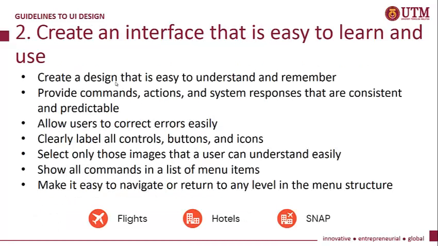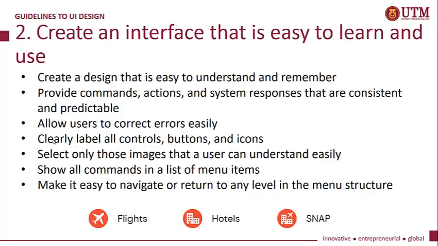The second guideline for user interface design is to create an interface that is easy to learn and use. So how do we create an interface that is easy to learn and use? We need to create a design that is easy to understand and remember. You also need to maintain a common design in all modules of the interface. For example, maintain the use of color, screen placement, form type and size, and the overall look and feel of the screen. Provide common actions and system responses that are consistent and predictable. Allow users to correct errors easily.